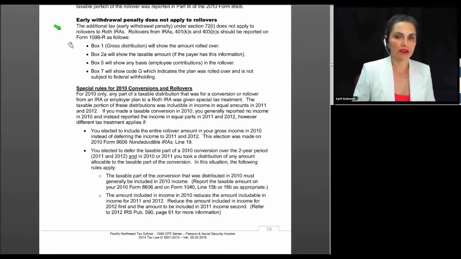And they should be reported on the 1099-R as follows. In Box 1, it will show the amount that was rolled over. And Box 2 should show the taxable amount if the payer has this information. Box 5 will show any basis that the employee has in their account. And then Box 7 will show a code G, which indicates that the plan was rolled over and is not subject to federal withholding. Now, as I said, in the case of Roth conversions, it is not uncommon for me to see a Box 7 with a code 2 in it rather than a code G.